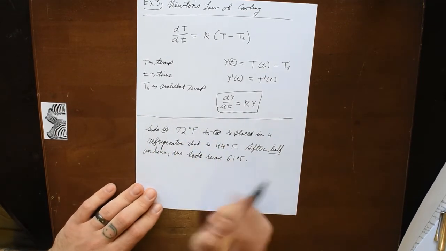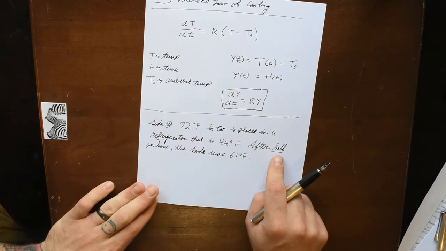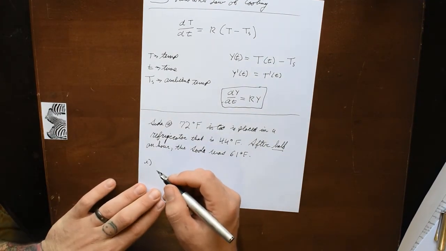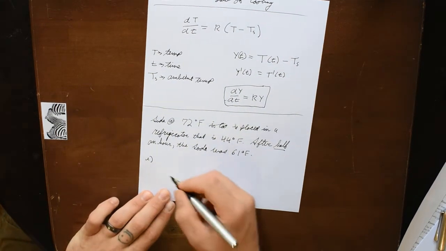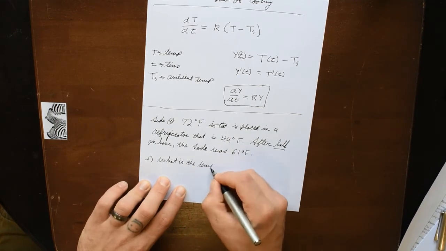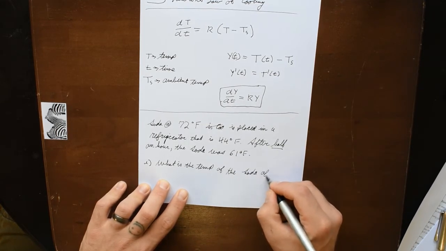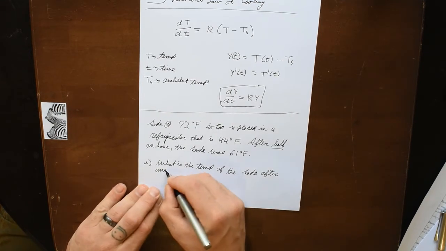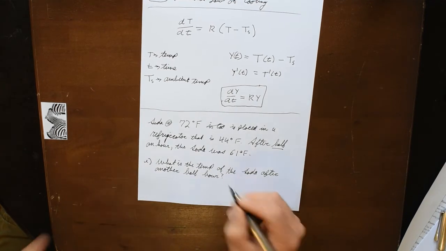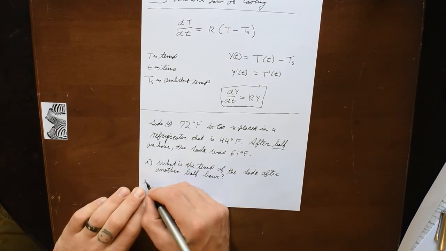We got some room temperature soda. We put it in our refrigerator, and after a half hour, the soda is 61 degrees Fahrenheit. What we want to do for this problem, the first thing is, what is the temperature of the soda after another half hour? And how long does it take for the soda to cool to 50 degrees?